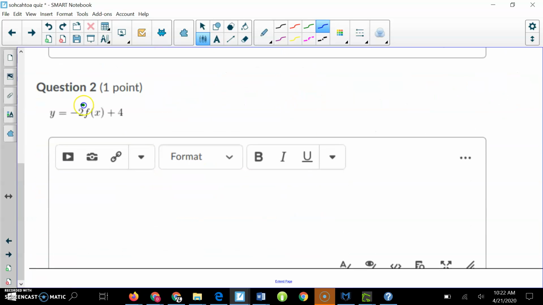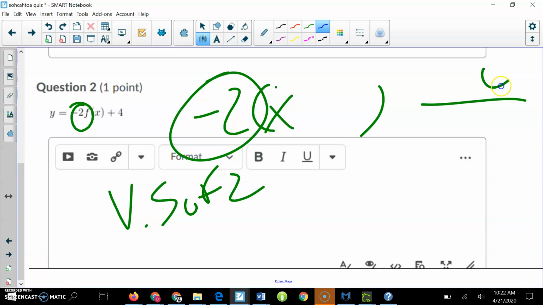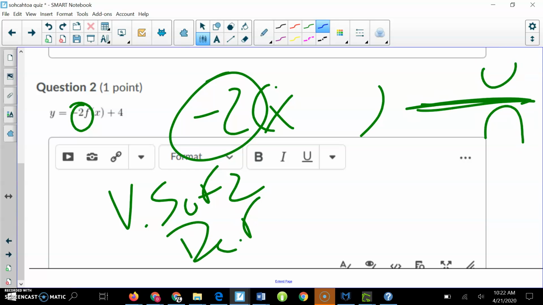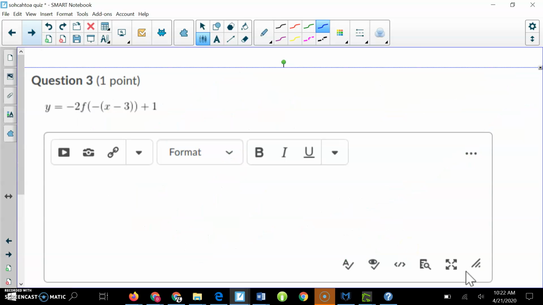The second one here, this negative 2 is in front of the whole thing, so this is your A. If this was your parabola, and in front you had a negative 2, that's a vertical stretch of 2, and that would reflect down. Reflect in the x-axis. That's what that says. And this here is down 4. Let's keep going.